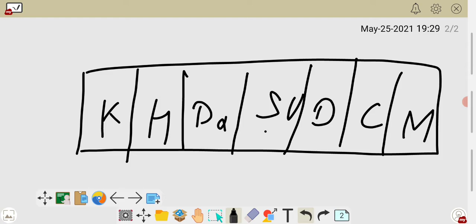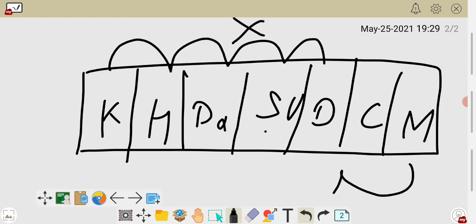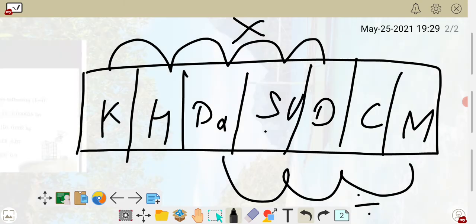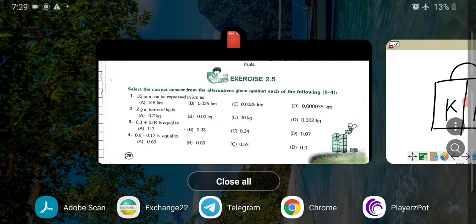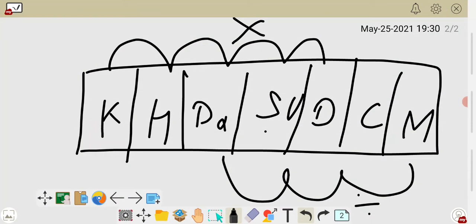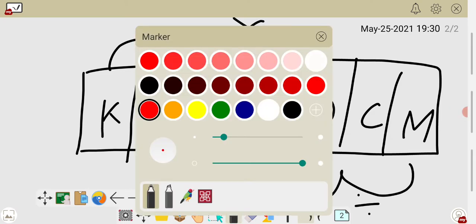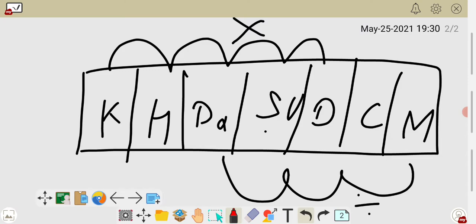When you have to move to this side, then you have to multiply, and when you come to this side, then you have to divide. That is the basic concept. Now look at the question. You have to convert millimeter into kilometer. Milli you have to convert into kilo, which is here.